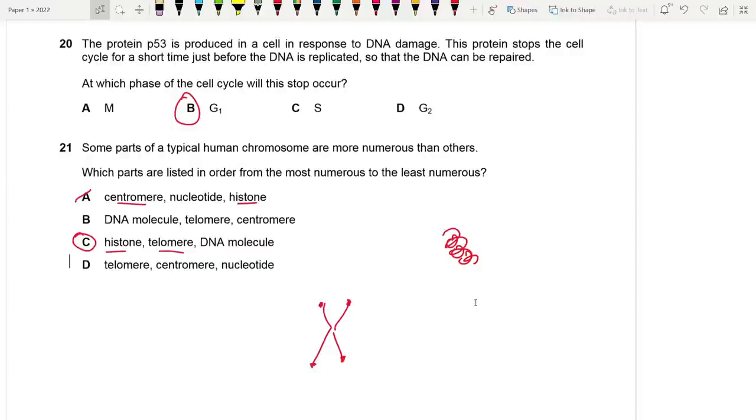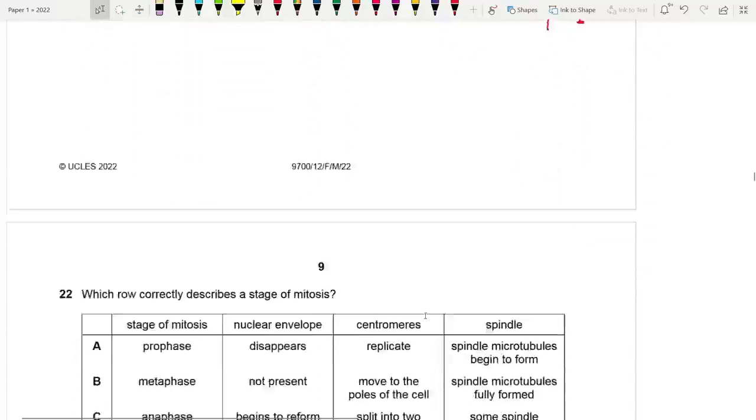D is wrong. Where is the centromere located, by the way? It's at the center, right? There's one centromere. Here we have one centromere. This is the one centromere. We have two DNA molecules, right? And for each DNA molecule, we have two telomeres at the end. That's the logic, basically. That's why C is the answer. One DNA molecule, two telomeres for each DNA molecule, and multiple histone proteins to wrap it up.